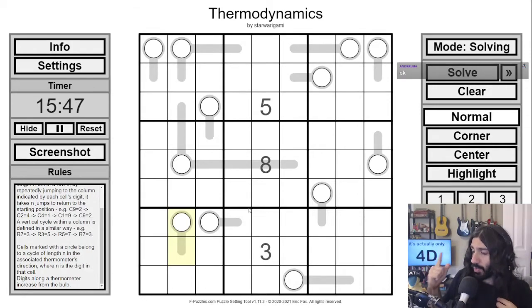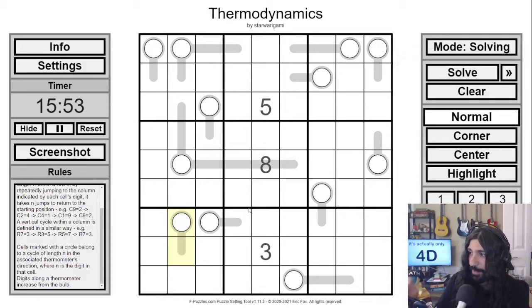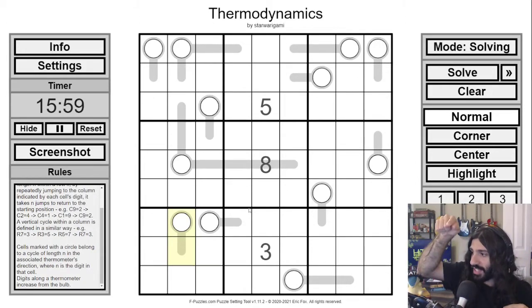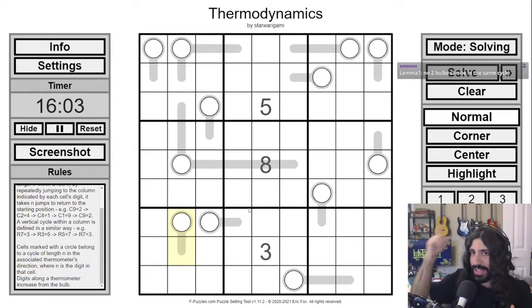The cycle rule set was invented by David, and he had the idea of combining them with thermometers, which was invented by somebody else. But he wasn't directly involved in the creation of this specific puzzle beyond that. So that's why he's not credited.